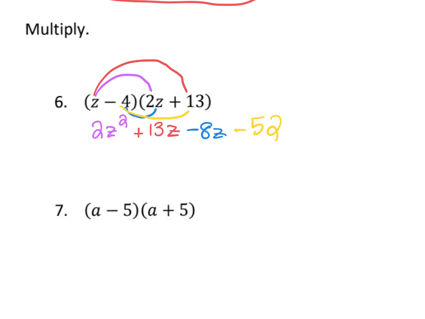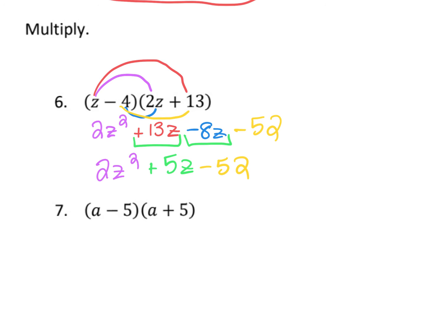We're going to combine these two terms in the middle. So 13 minus 8 is 5. So that becomes a plus 5z. And then we bring down our minus 52 at the end.